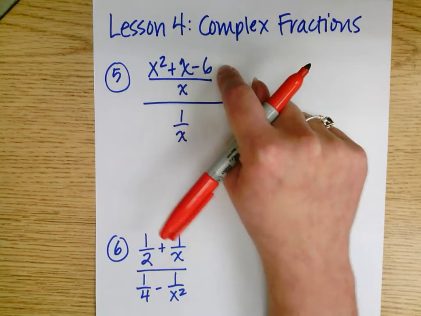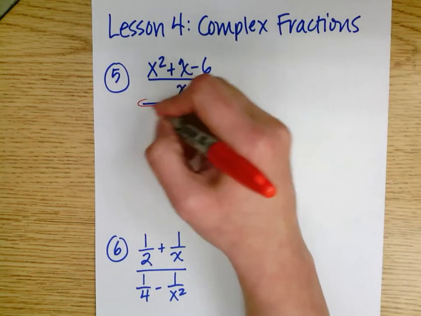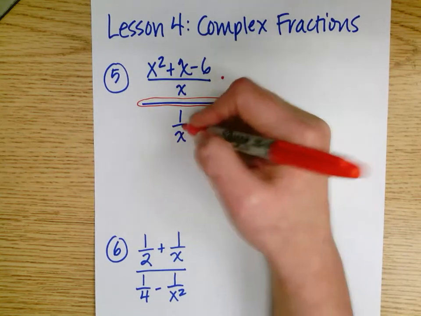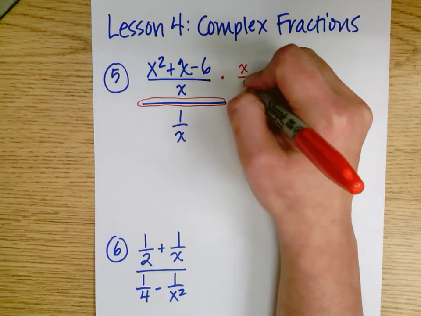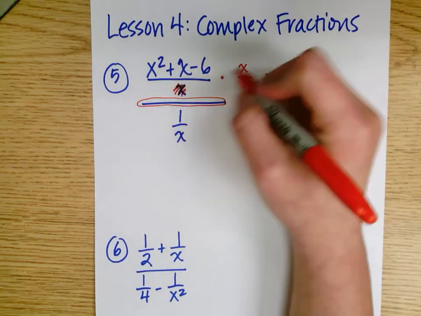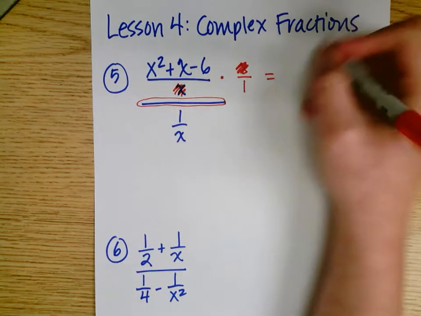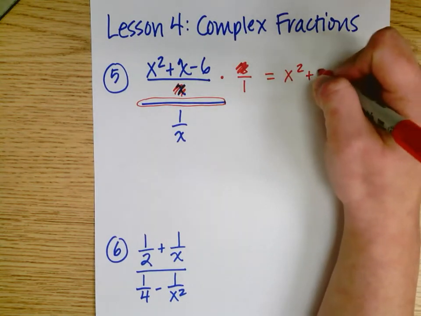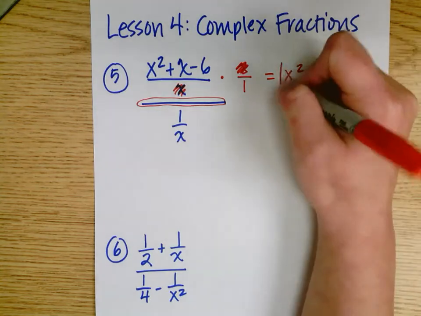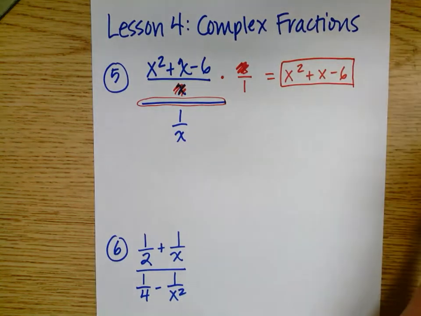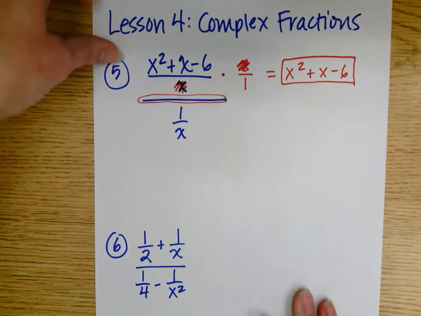factoring this. So let's instead change this to multiply, and then we're going to flip this fraction, so x over 1. So I can go ahead and cancel these out. Over 1 is not going to do anything, so my final answer is x squared plus x minus 6. Whew, these are easy. They look tough, but they're not too bad. I may speak too soon, I don't know.